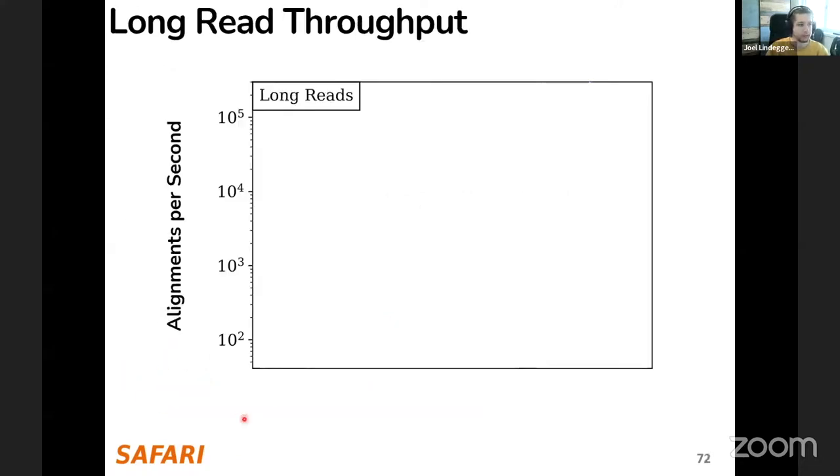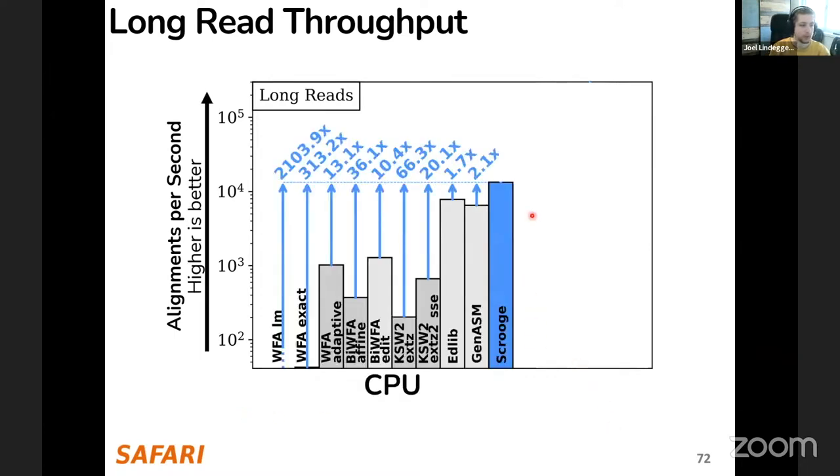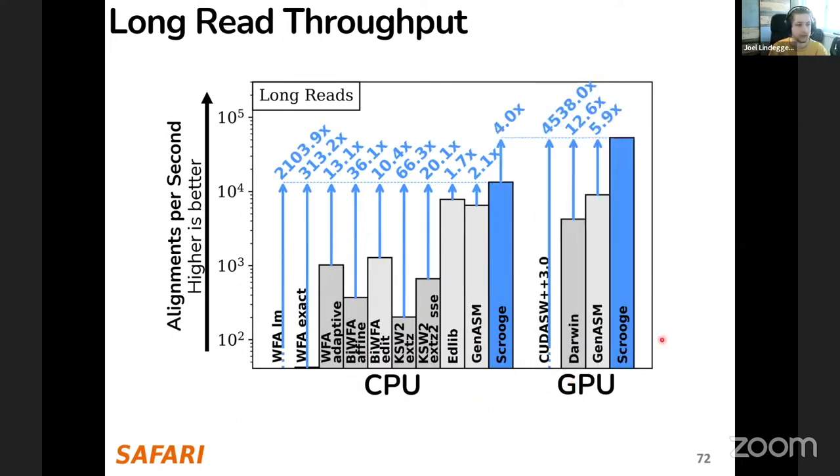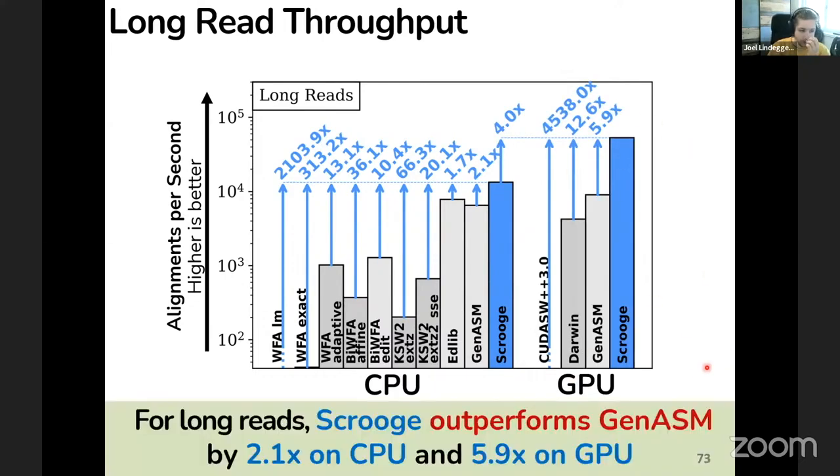So we plot long read throughput, higher is better. Y-axis is alignments per second. And we observe that on the CPU, Scrooge here in blue outperforms all CPU baselines. And on GPU for long reads, also Scrooge outperforms all baselines as well. In particular, it outperforms Genome by 2.1x on CPU and 5.9x on GPU.